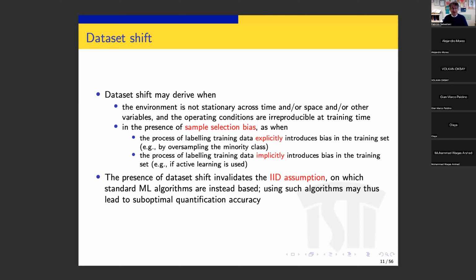There are many different possible causes for dataset shift. But the commonality between all of these causes is that the presence of dataset shift invalidates the IID assumption, the assumption according to which the training data and the unlabeled data on which we want to apply our predictor are sampled independently from the same distribution, identically and independently from the same distribution.